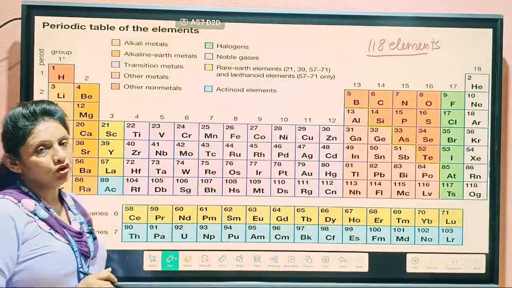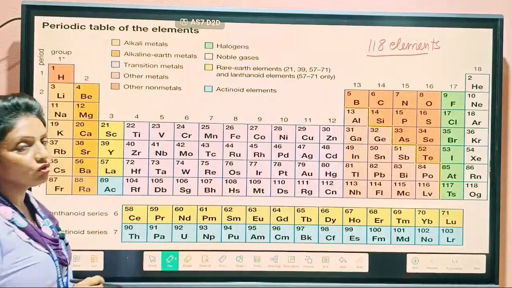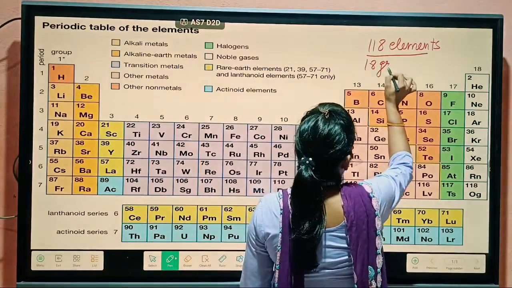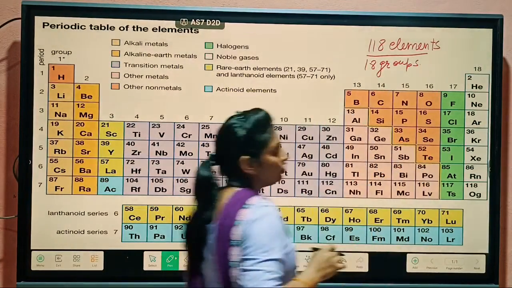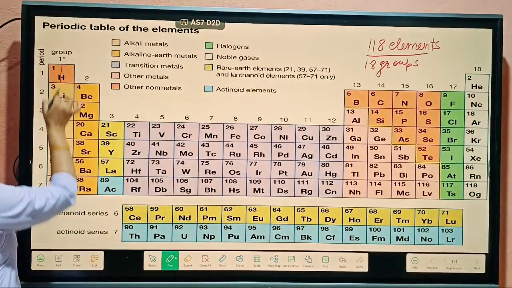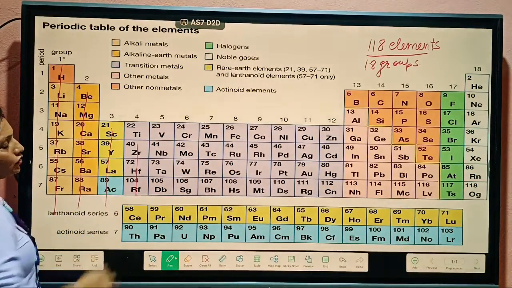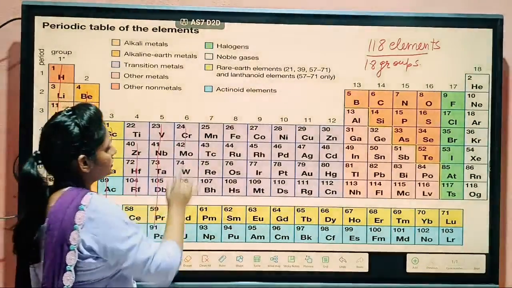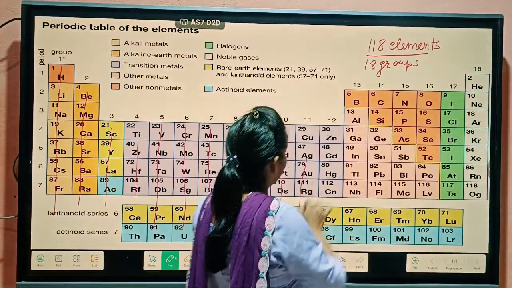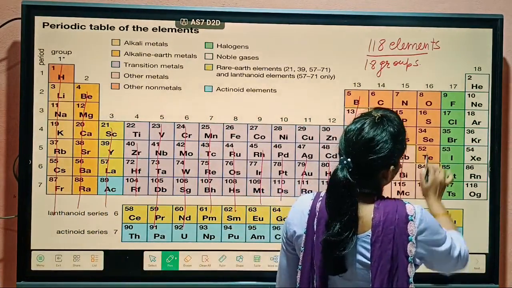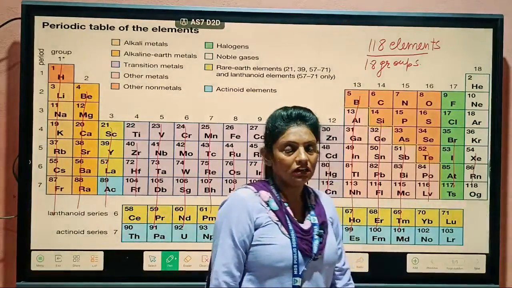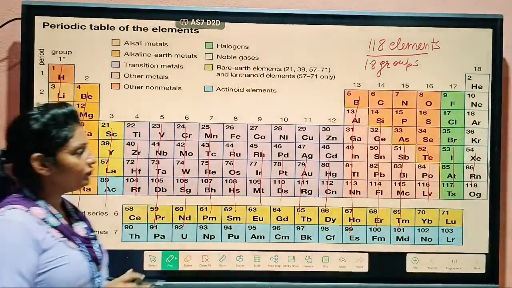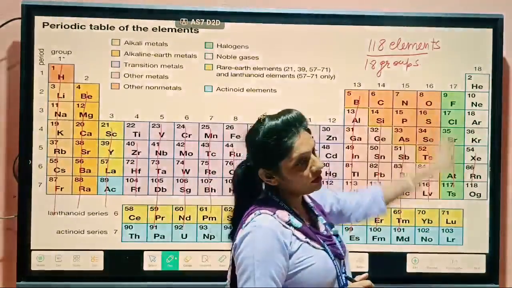Students, in our modern periodic table, there are 18 groups. What do you mean by the groups? Groups are these vertical columns. Here 1, 2, 3, 4, 5, 6, 7, 8, 9, 10, 11, 12, 13, 14, 15, 16, 17, and 18. These 18 vertical columns are known as the groups. So in our modern periodic table, there are 18 groups.